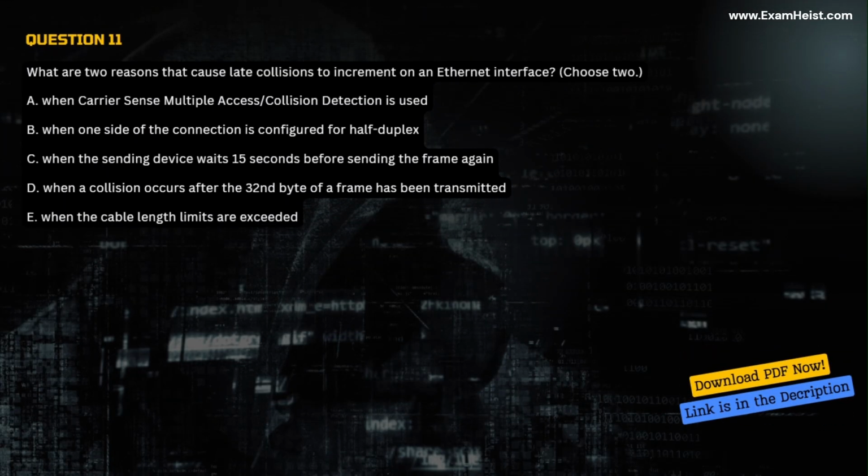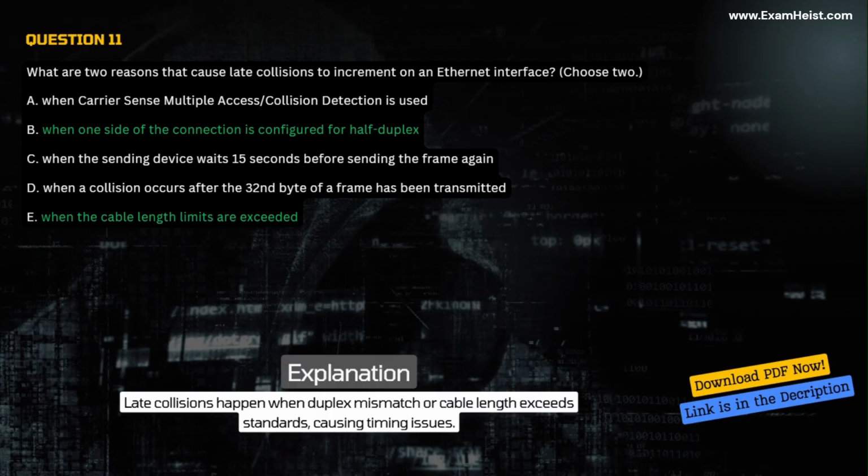Question 11. What are two reasons that cause late collisions to increment on an Ethernet interface? Choose 2. A. When carrier sense multiple access/collision detection is used. B. When one side of the connection is configured for half duplex. C. When the sending device waits 15 seconds before sending the frame again. D. When a collision occurs after the 32nd byte of a frame has been transmitted. E. When the cable length limits are exceeded. Correct answer B and E. When one side of the connection is configured for half duplex. When the cable length limits are exceeded. Explanation. Late collisions happen when duplex mismatch or cable length exceeds standards, causing timing issues.